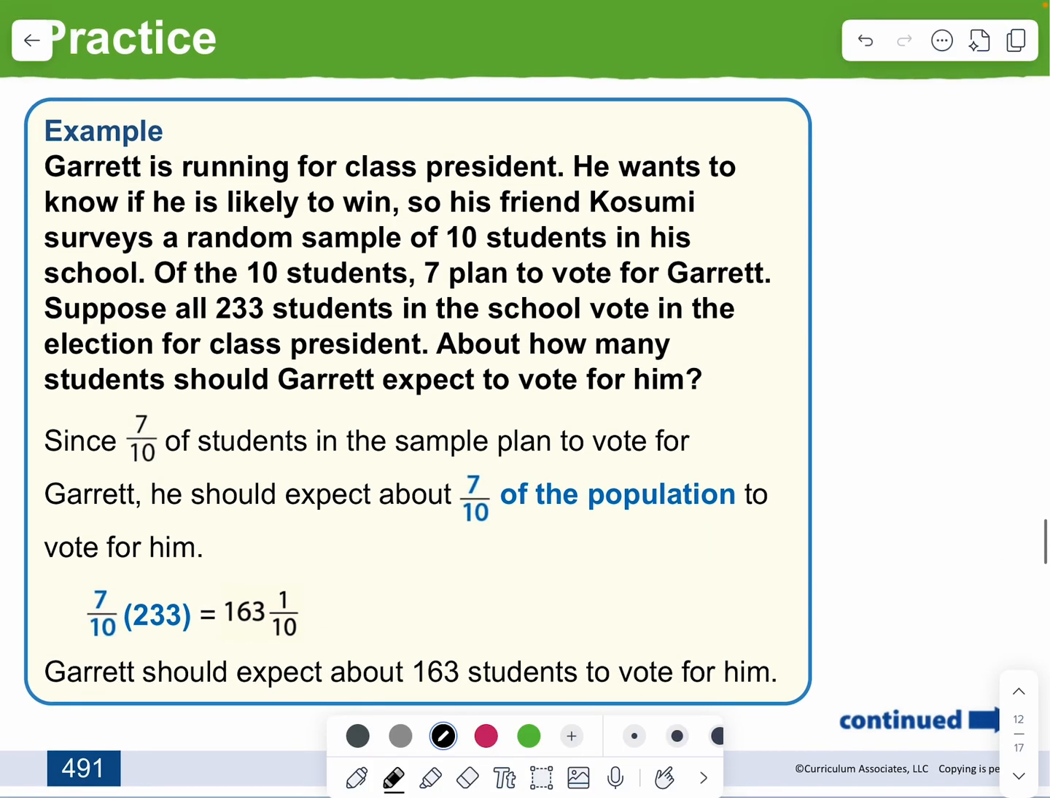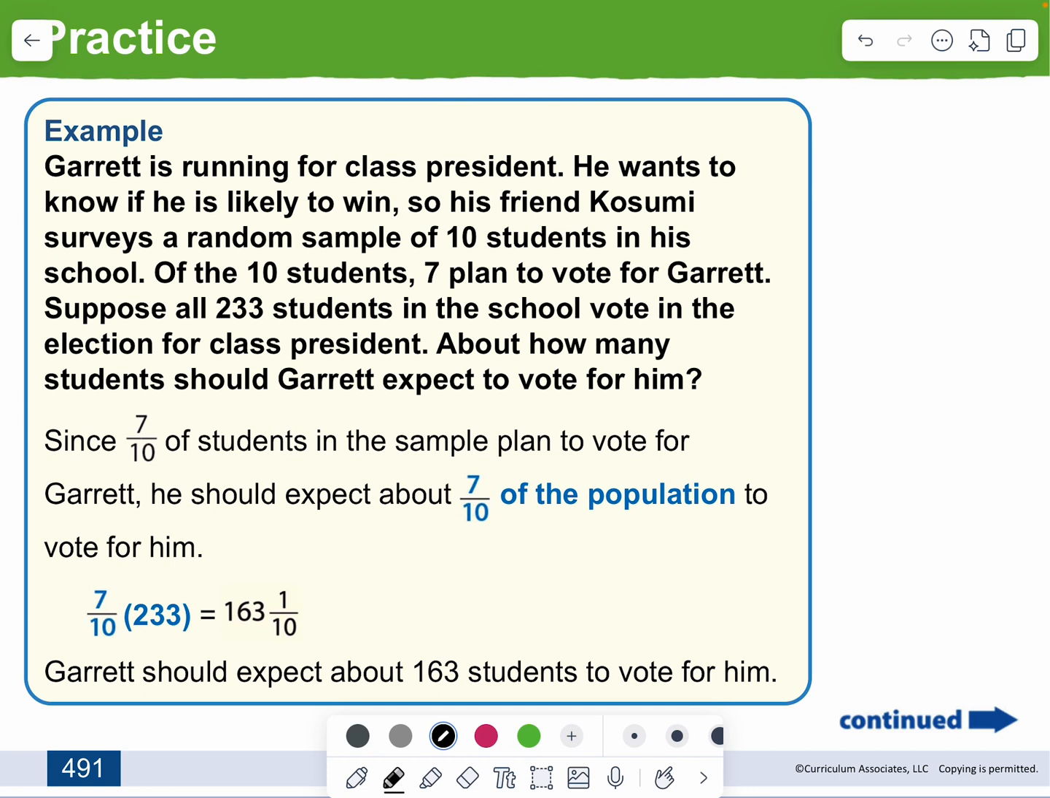On page 491, Garrett is running for class president. He wants to know if he is likely to win, so his friend Kasumi surveys a random sample of 10 students in his school. Of the 10 students, 7 plan to vote for Garrett. Suppose all 233 students in the school vote in the election for class president. About how many students should Garrett expect to vote for him?